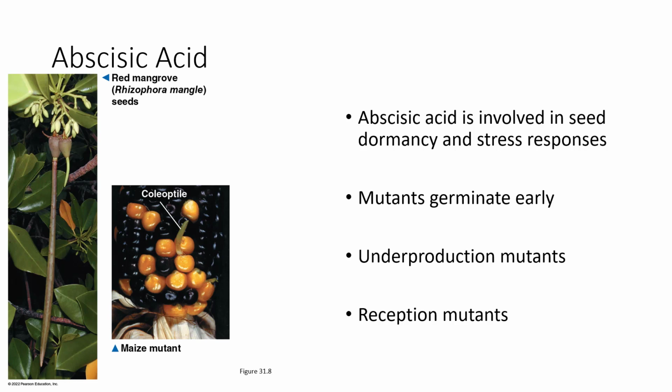This can be beneficial, though, for things like the red mangrove, where you get this early root coming out. This early root allows the mangrove to hit the soil running, as it were. When it's dropped from the adult, it'll be able to plant itself because of that extra long root. So under-production mutants do not make enough abscisic acid, and reception mutants can also just not see the abscisic acid and thus not have any seed dormancy.